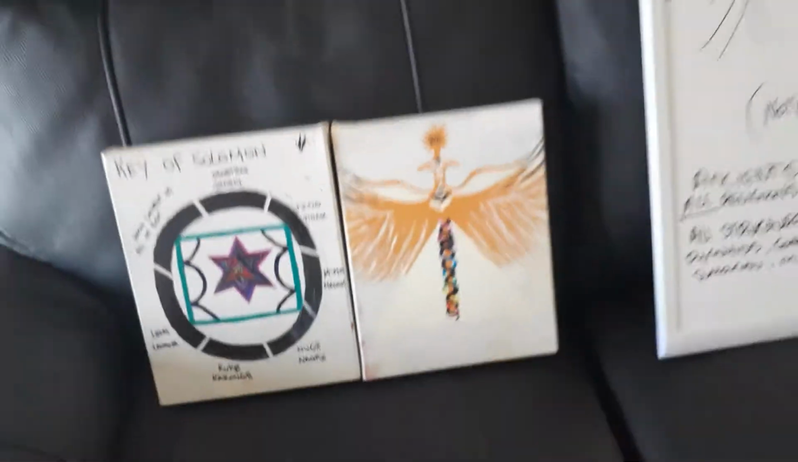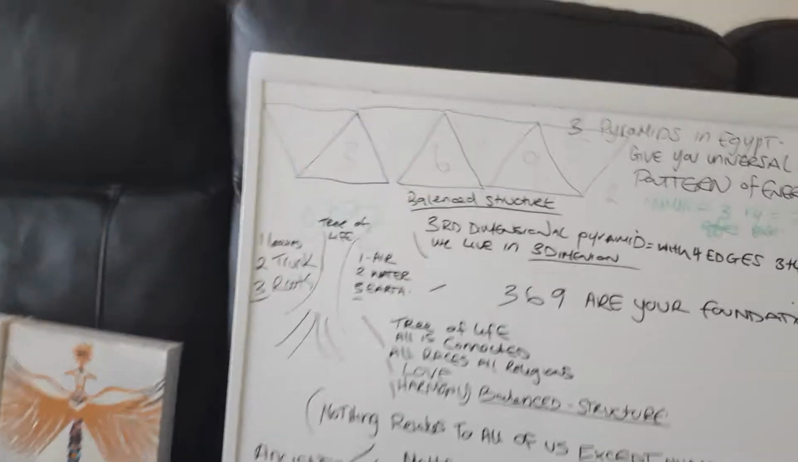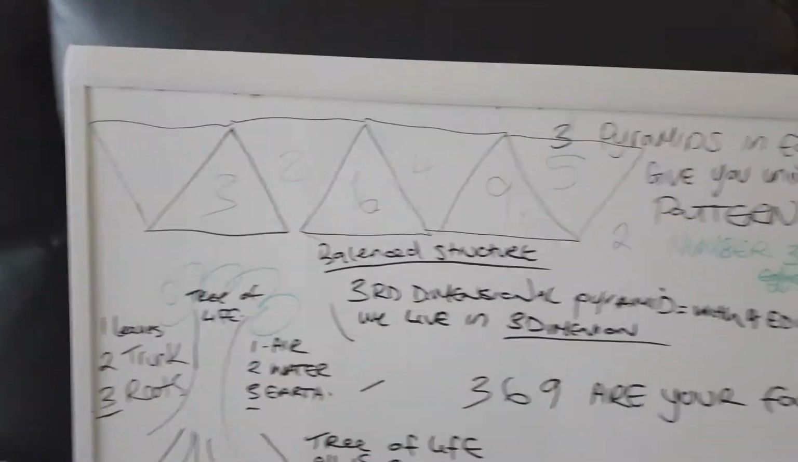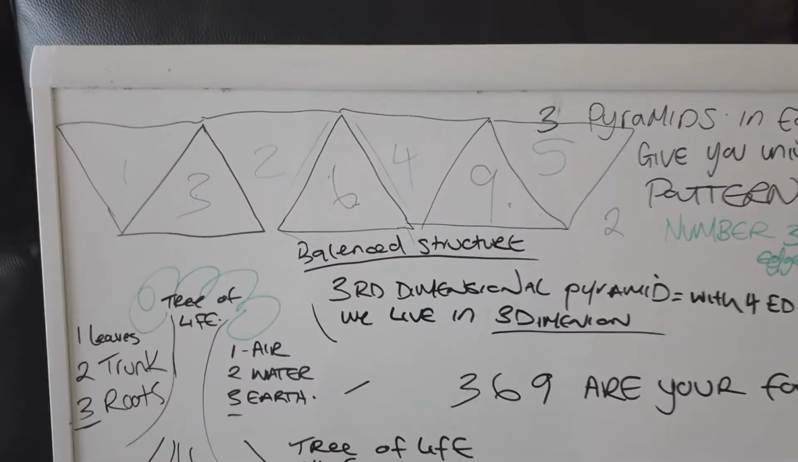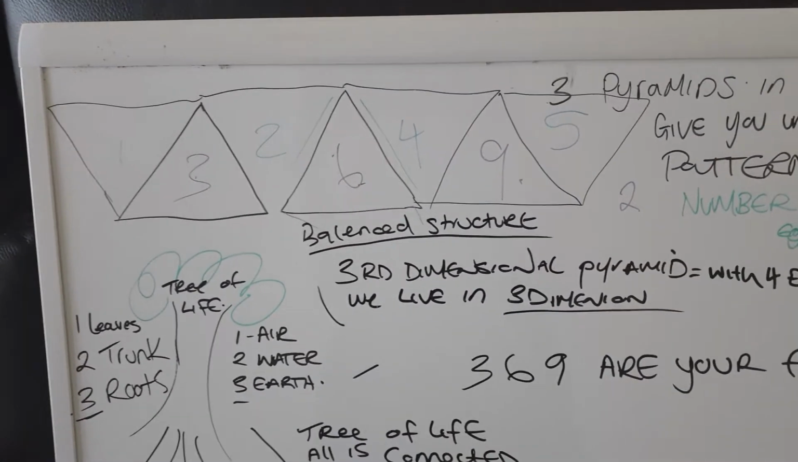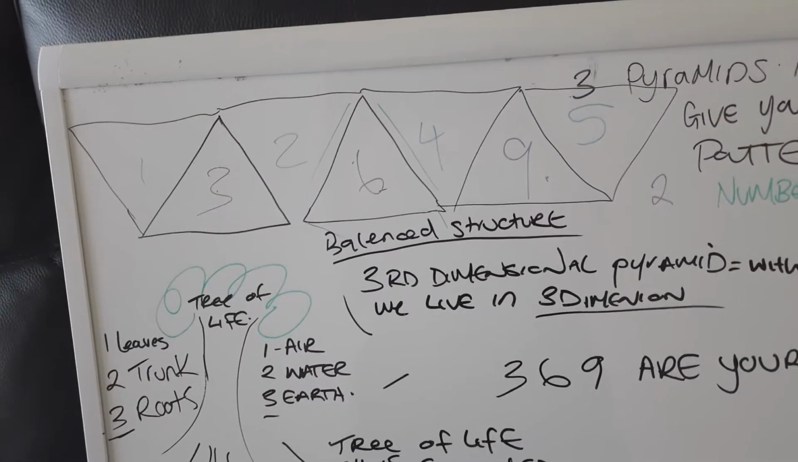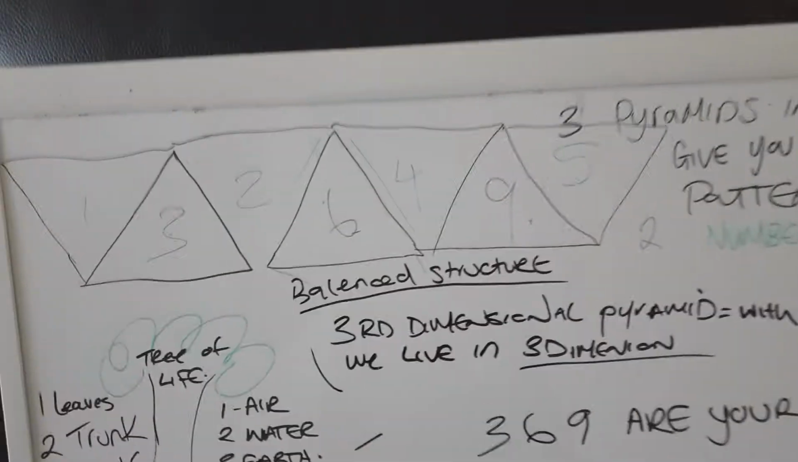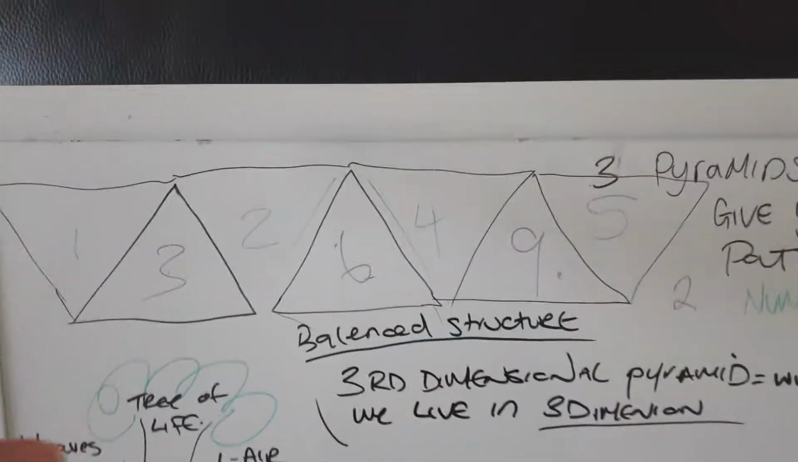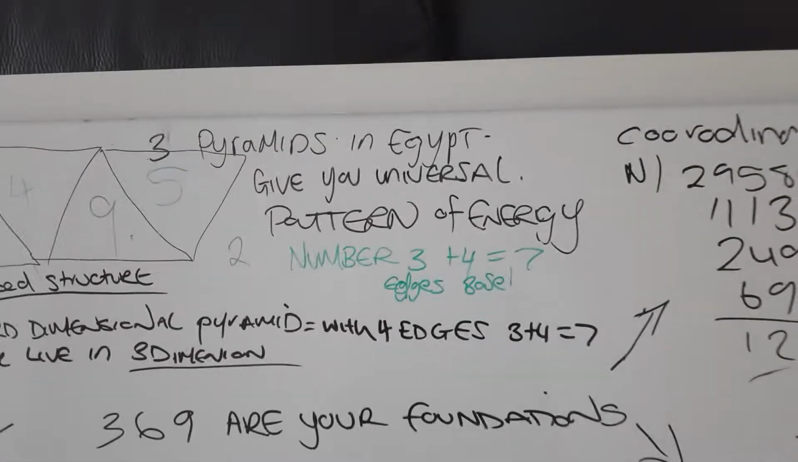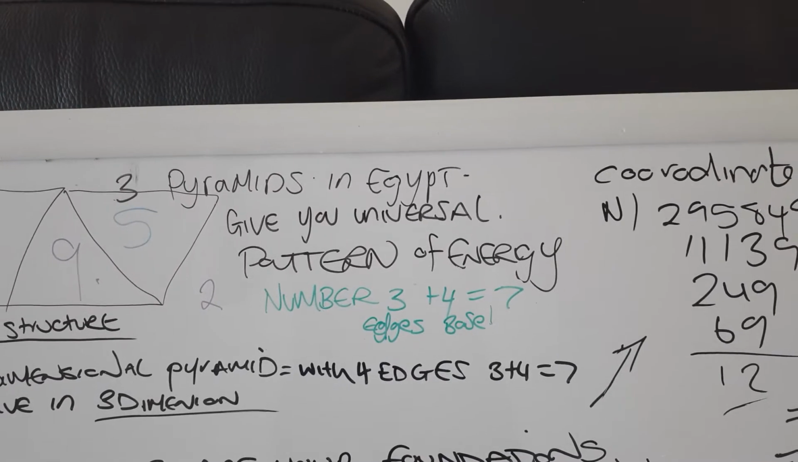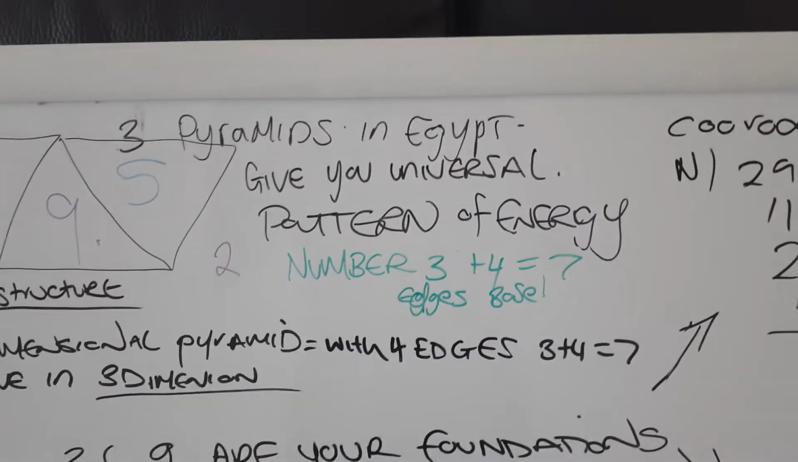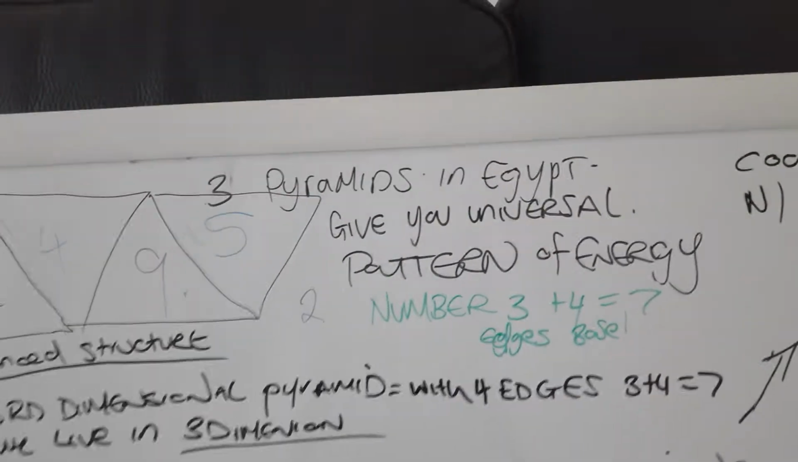Okay, I'm back again to explain our number systeming. So we have 369, the 3 pyramids in Egypt. That's what we're going to run off, just to give you an idea. Now imagine invisible pyramids upside down filling that. So we have, in other words, 2 frequencies. Yes? Okay, so then we have 3 pyramids in Egypt, which give you universal patterns of energies, as I've just explained.